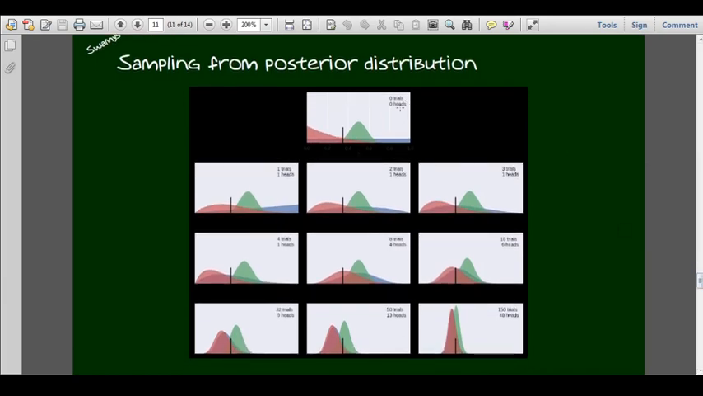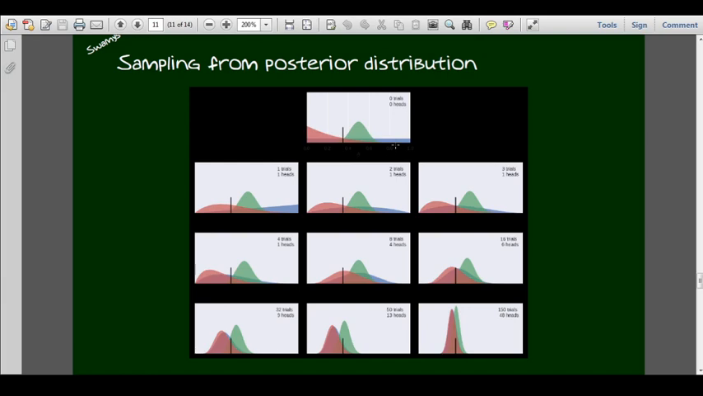You can see this: 0 trial, 0 heads, nothing happened. But there are 3 distributions. One thing I would like to say is that the area of this distribution is actually the posterior distribution. You just consider the area covered by the distribution. That is my posterior.